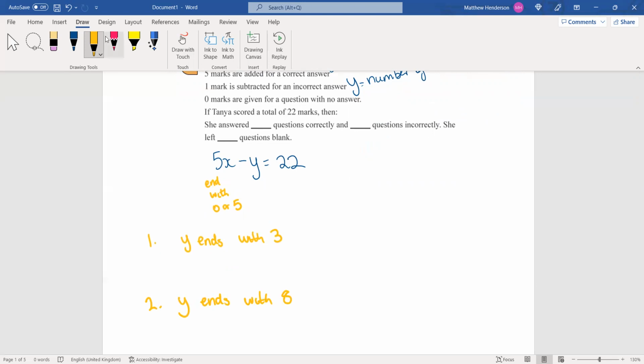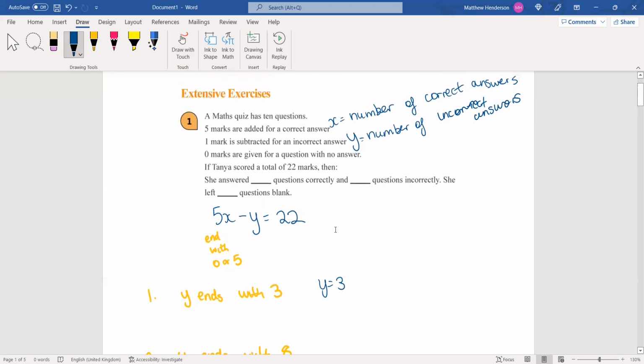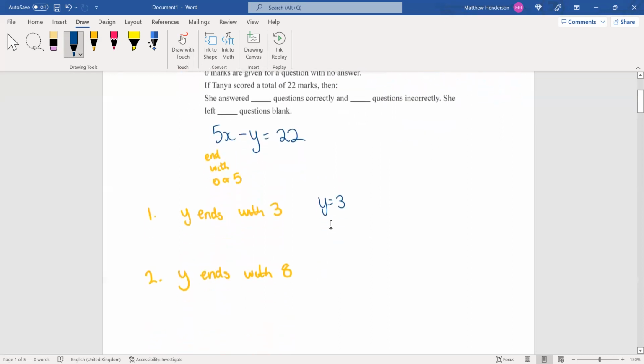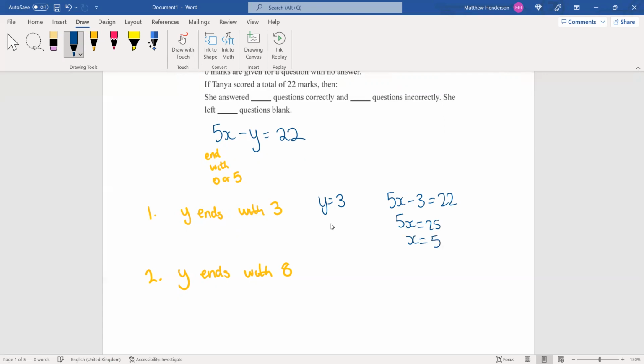The first one, we're going to start with y equals 3, of course. We've only got 10 questions in total. So already we can't have y equals 13 or anything bigger than that. So y is equal to 3, and then we can substitute to find our value, and we get 5x minus 3 equals 22, 5x equals 25, and x equals 5. And there you can see we've got a possible solution.